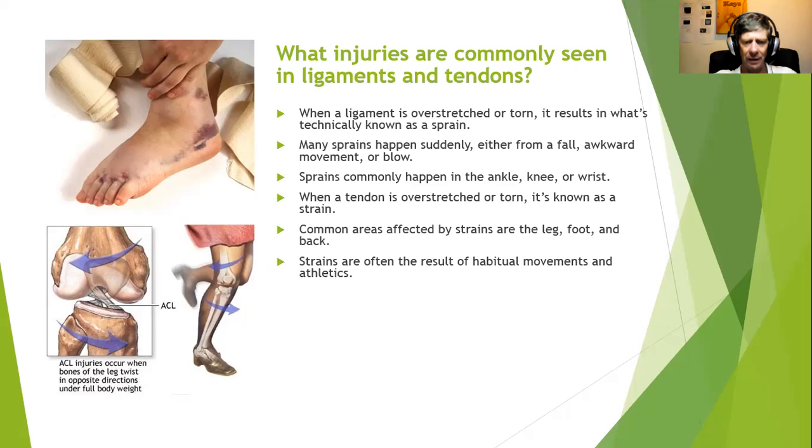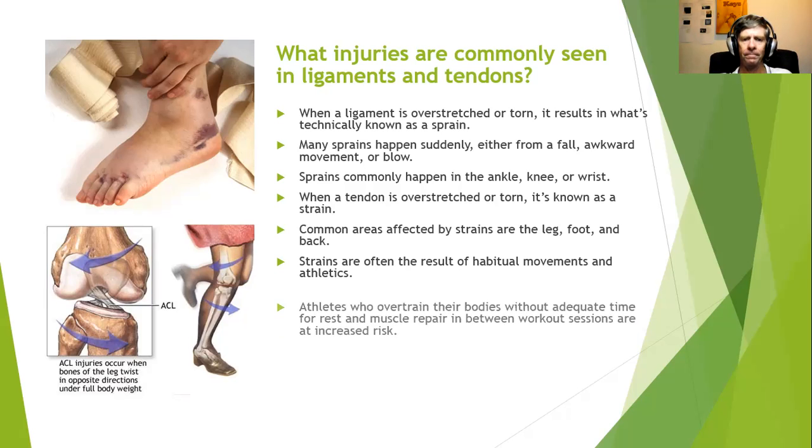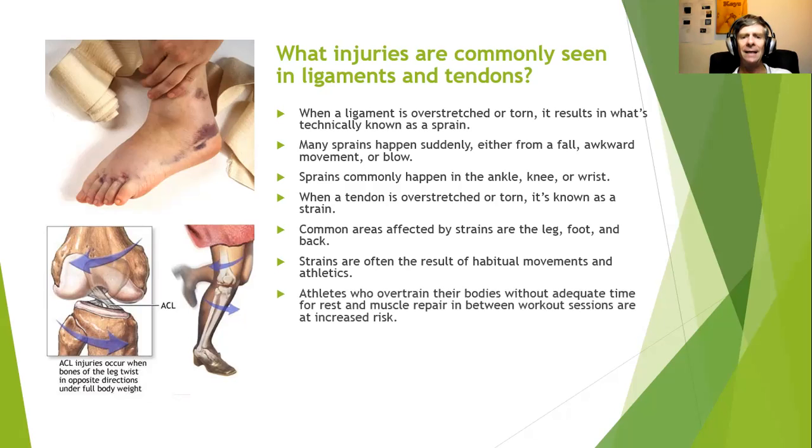So if you're regularly bending down and picking up something off the floor, think of moms picking up babies, think of domestic workers bending down, picking up laundry, secretaries, etc., bending down, picking up files, even teachers for that matter, picking up files. You're bending your back regularly, and that's where you strain it. Nurses as well. Athletes who overtrain their bodies without adequate time for rest and muscle repair in between workout sessions are also at increased risk.